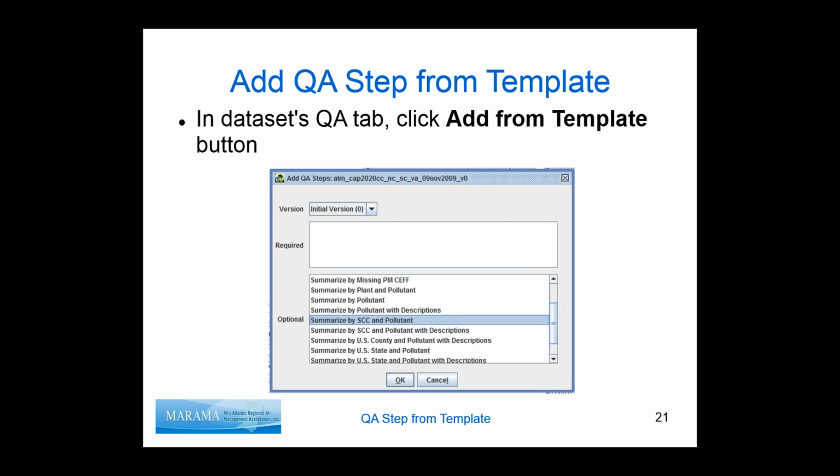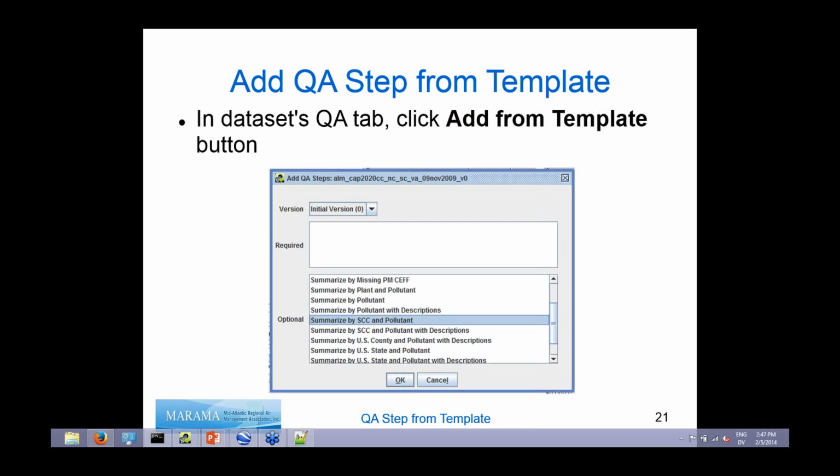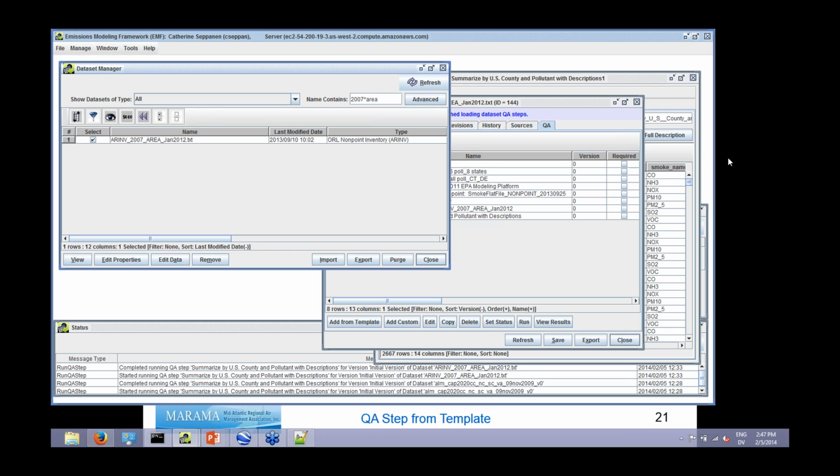Okay, so now we're going to run through actually creating a QA step from the template. To get started, when you're on the QA tab, you would click the Add from Template button. And I want to see if I can bring up, hopefully you're seeing my EMF window here.